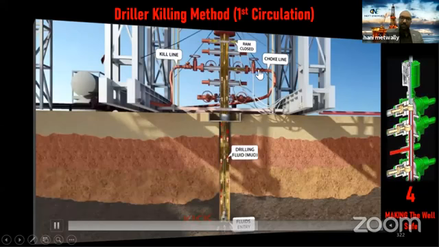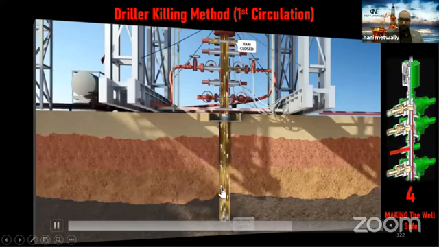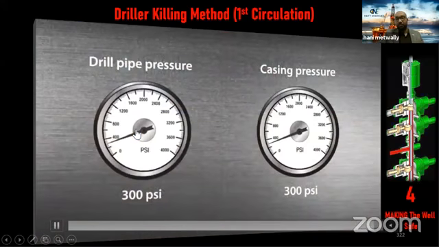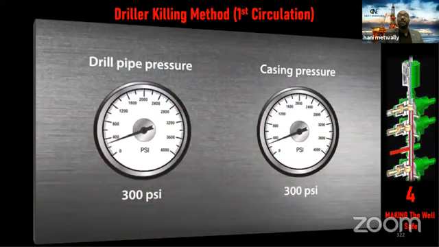As we remove the gas out, we pump our original mud. We pump our original mud through the pipe into the annulus through the choke. Completely now we remove the influx. So how can we check that we removed the influx completely? The pressure after the first circulation will be the same on the casing side and also on the drill pipe side.